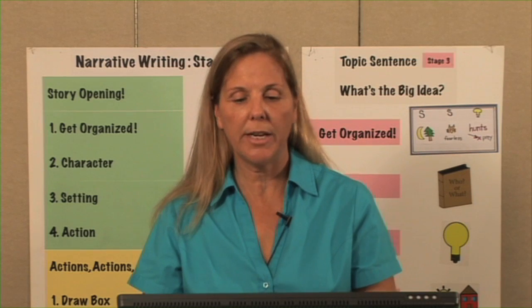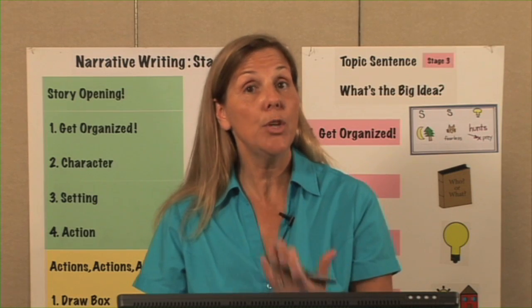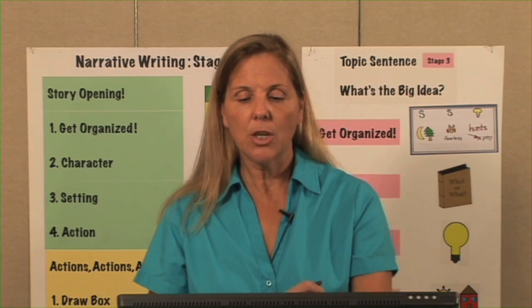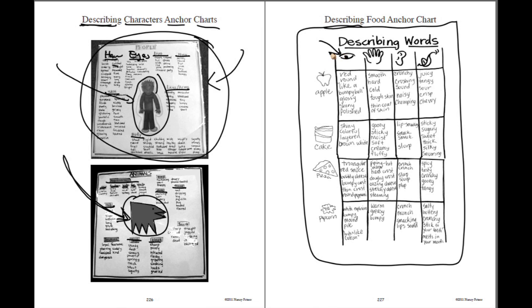On page 227, you will find a describing food anchor chart. What happened here was we were describing a lot of different foods in our classroom. So we made a little anchor chart where we drew an eyeball for what does it look like. We drew a hand for what does it feel like, an ear for sounds, and then we drew a mouth, and also you may want to put a nose there.